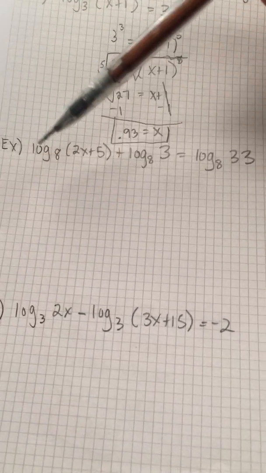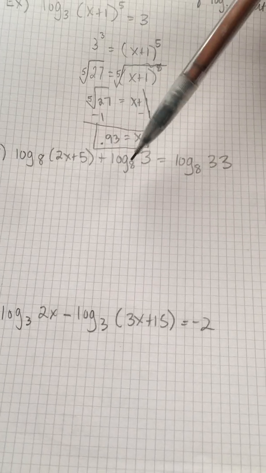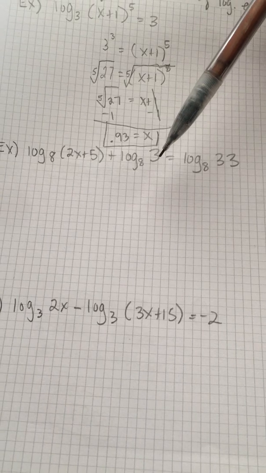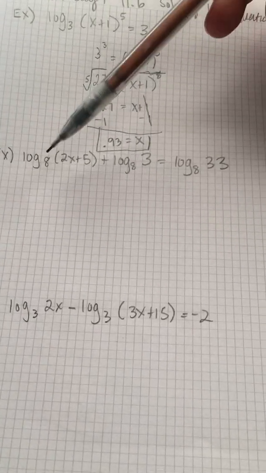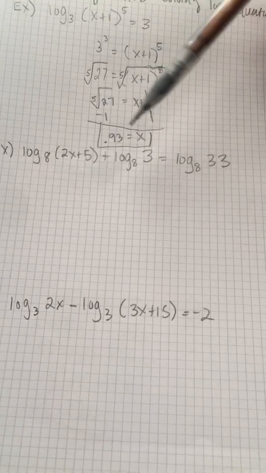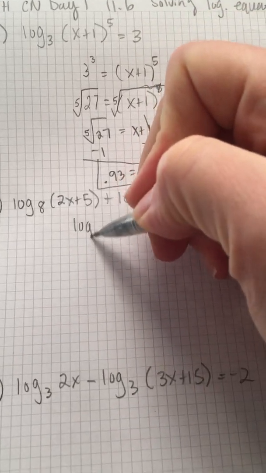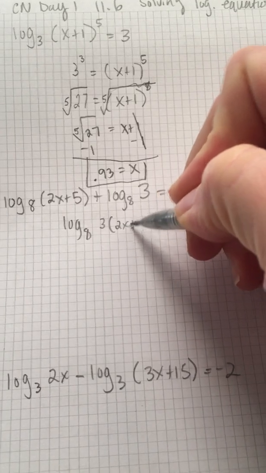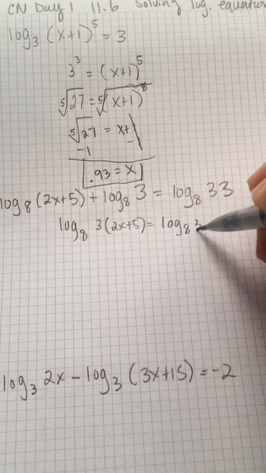Here's where I recognize on the left side, I have log base 8 plus log base 8. So I have 2 logs on the left, which we don't want. So here's where condensing comes into play. We know that we can condense these. We can write these as 1 log. When we see addition, we know the property says that we need to multiply the values. So I'm going to write this as log base 8 of 3 times the quantity of 2x plus 5 equals log base 8 of 33.